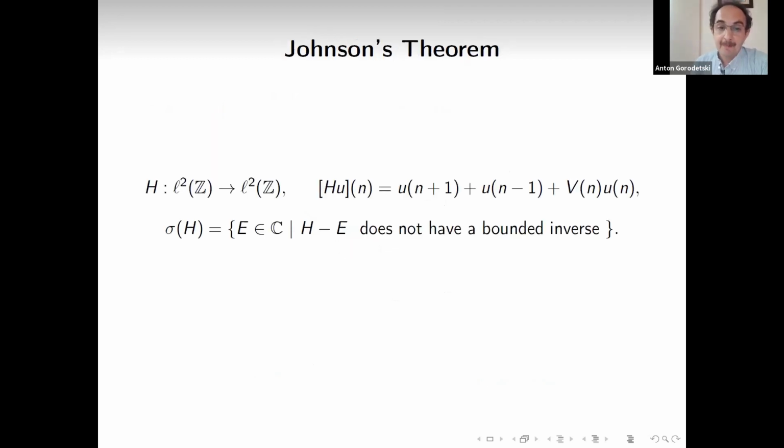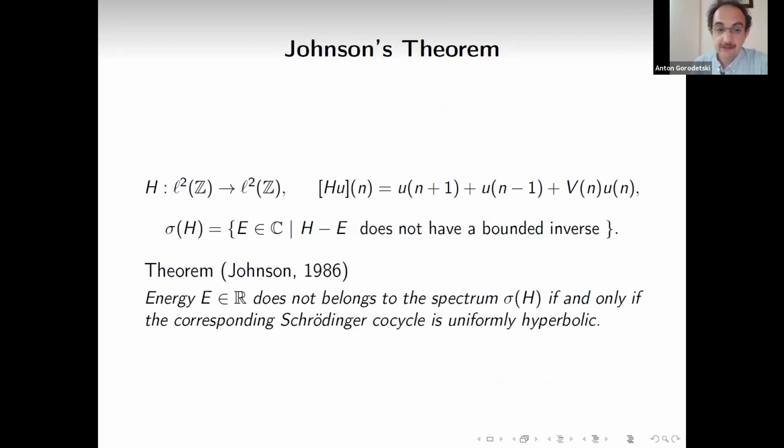For example, if we want just to know what the spectrum is, then Johnson's theorem claims that the energy belongs to the spectrum if and only if the corresponding Schrödinger cocycle is not uniformly hyperbolic. So uniform hyperbolicity of the cocycle is equivalent to the fact that the corresponding energy is outside of the spectrum.